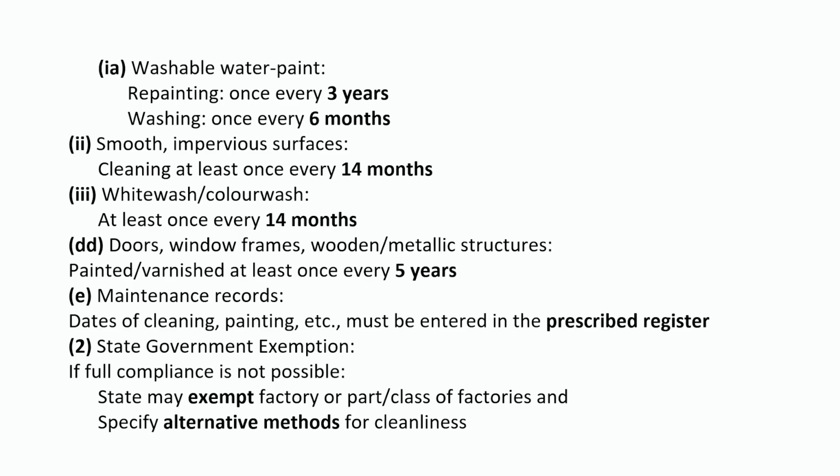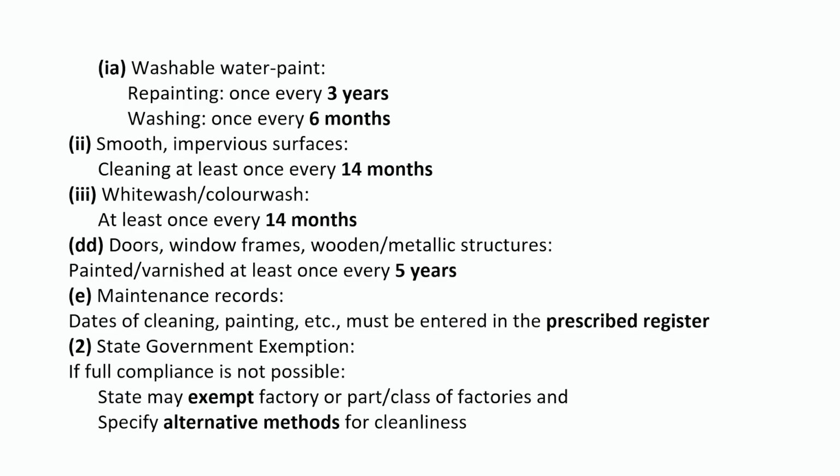And for this they must maintain the record, because sometimes the inspector comes for a visit. So for the safe side, the procedure has been prescribed by the government. They must maintain the record and enter the dates of the cleaning and painting into the prescribed register. But the state government can give the exemption. Sometimes if full compliance is not possible, the state may exempt the factory or part or class of factories, and sometimes specify alternative methods for cleanliness.